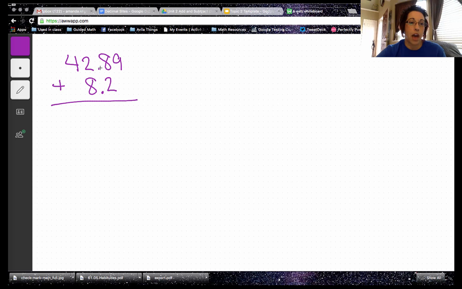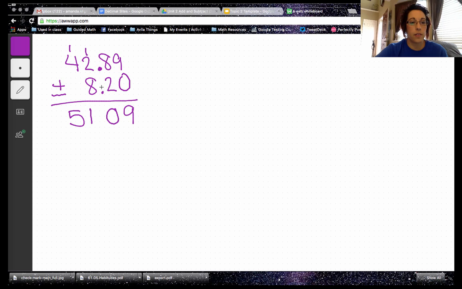We've lined them up. Step 2 is to annex zeros. We need to add one right here. Step 3, look at the sign. This is addition. Go ahead and add. 9 plus 0 is 9. 8 plus 2 is 10. We need to regroup. 8 plus 2 is 10, plus 1 is 11. Regroup again. 4 plus 1 is 5.